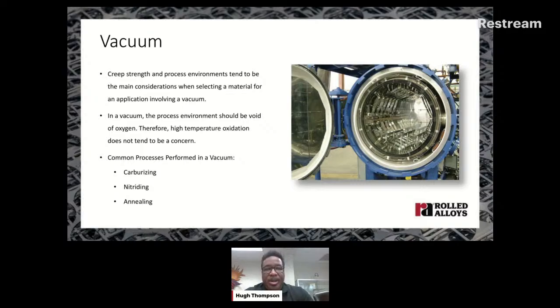So when considering operating in vacuum, creep strength and process environments tend to be the main consideration when selecting materials for these applications. In vacuum, the process environment should be void of oxygen, therefore removing the risk of oxidation forming on the material. Some common processes performed in vacuum will be carburizing, nitriding, as well as annealing.